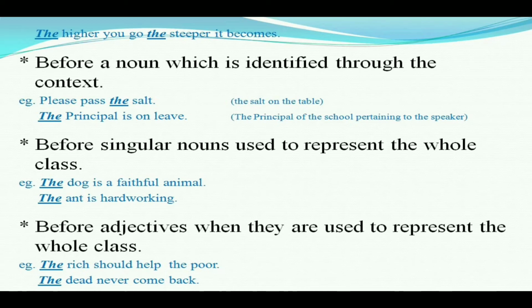The rich should help the poor. Here, the rich means all the rich people, whereas the poor means all the poor people. The dead never come back. Here, the dead means all the dead people or the dead man.